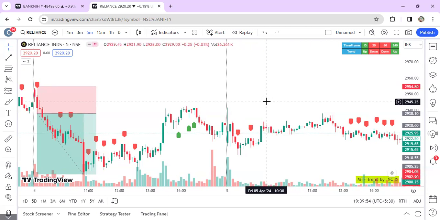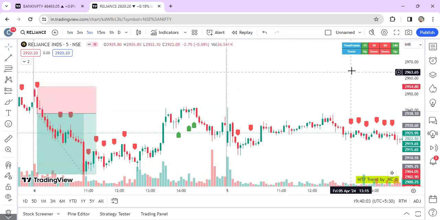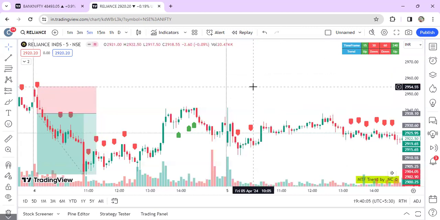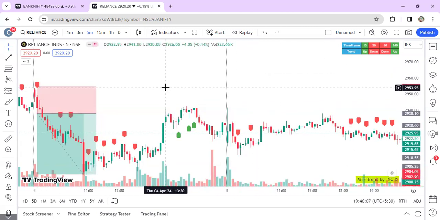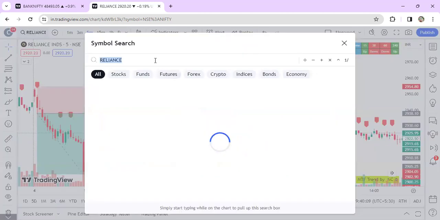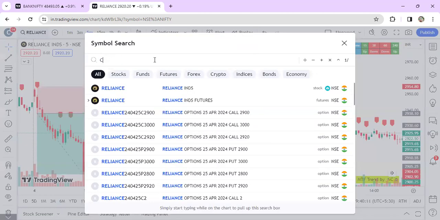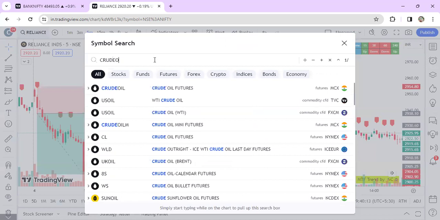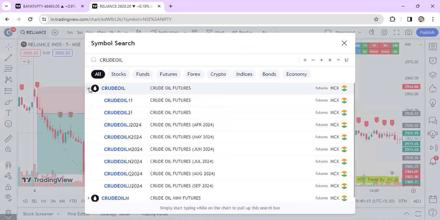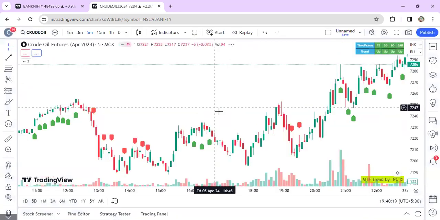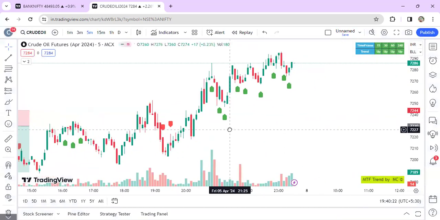I know the video is a little bit lengthy, but it definitely took some time to demonstrate on different indexes and also the stocks. So you will not believe how beautifully this indicator is working in the commodity. I'll just quickly show you one example in crude oil, and you'll be amazed to see the risk to reward in crude oil.